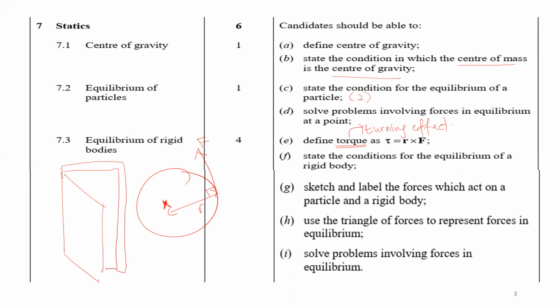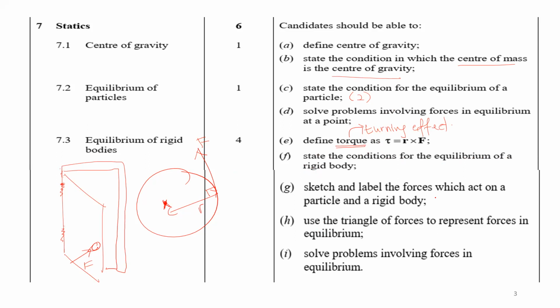The door is basically hinged to the wall. The knob is here, so you will open and close it. The force is applied here, but this is the point where the door is pivoted. So you have a distance from the pivot to the point where we apply the force, which is going to cause the turning effect. Then there is a condition: state the conditions for the equilibrium of a rigid body. Again, it goes back to the point of discussing these two conditions.